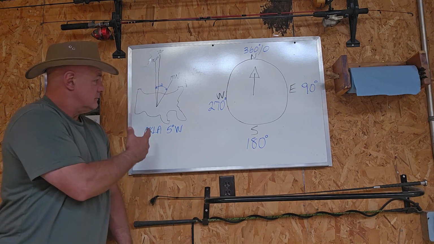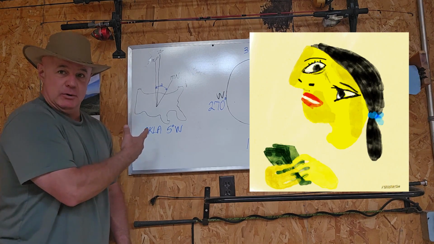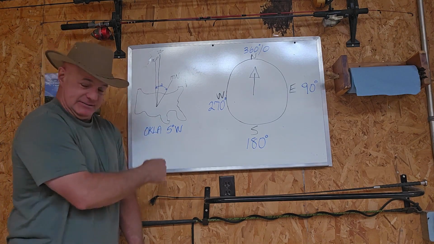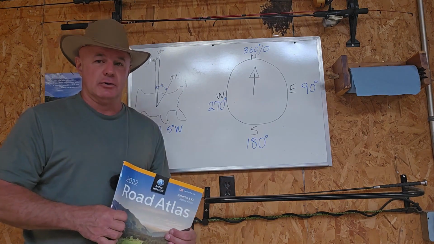So that looks like it sure ain't Rembrandt. That looks like more of my Picasso type drawing of the United States. The first thing I'm going to talk to you about is maps. And we're not talking about your Google Maps.